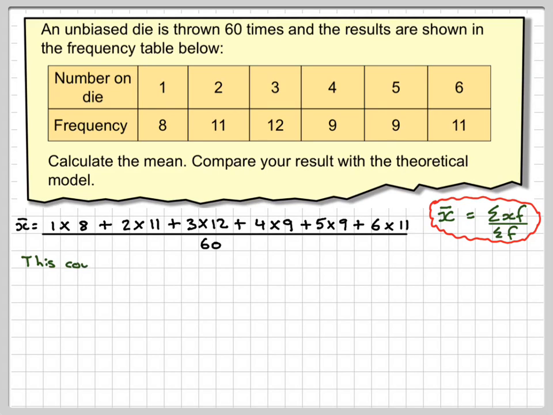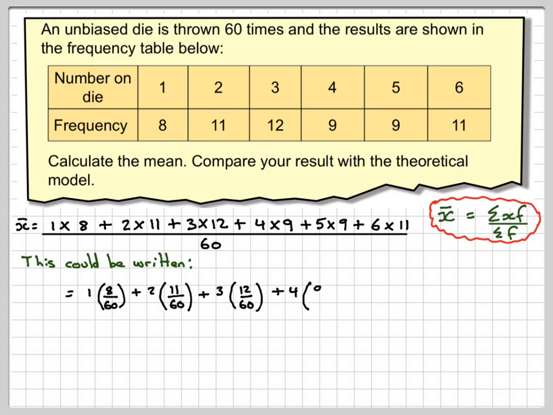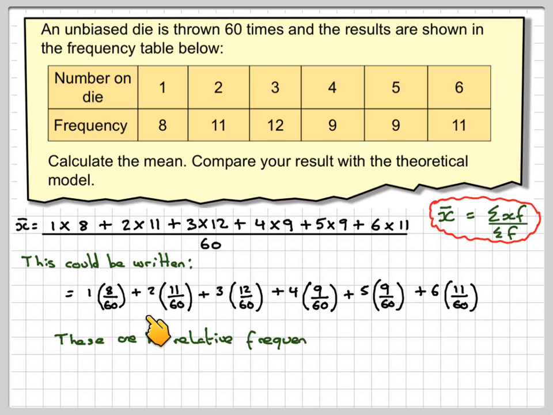Now you could have written this as 1 times 8 over 60 plus 2 times 11 over 60 plus 3 times 12 over 60 plus 4 times 9 over 60 plus 5 times 9 over 60 plus 6 times 11 over 60. Now these are what's known as the relative frequencies of the scores.